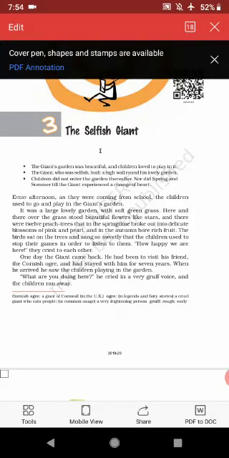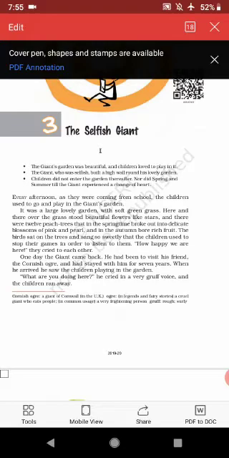Okay beta. So in the first part we will discuss that the giant's garden was beautiful and children loved to play in it. The giant who was selfish built a high wall round his lovely garden. Children did not enter the garden thereafter, nor did spring and summer, till the giant experienced a change of heart.